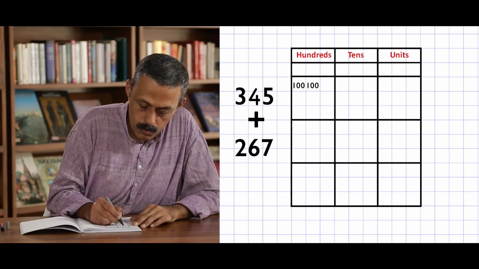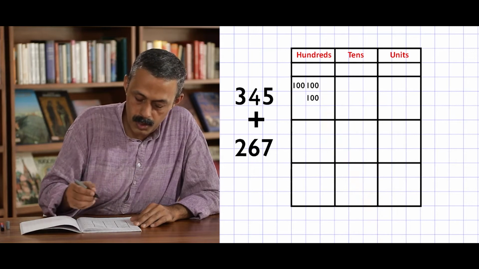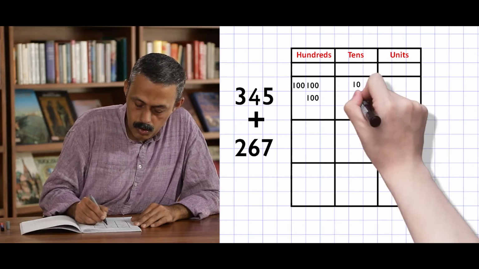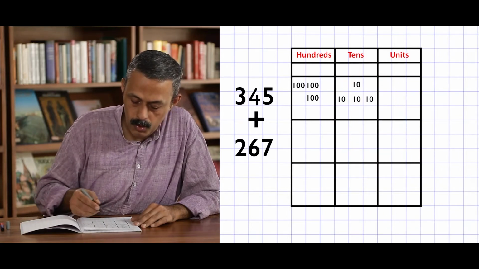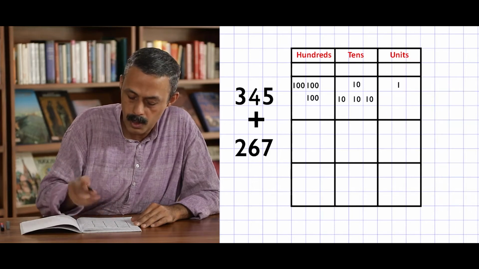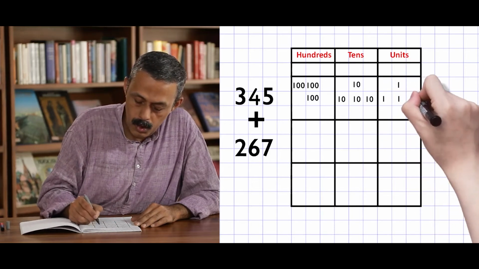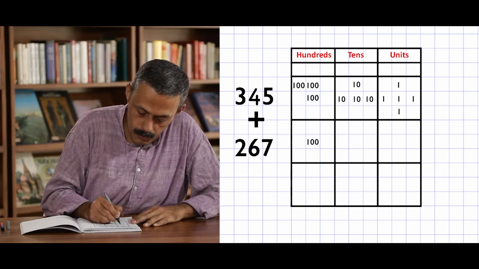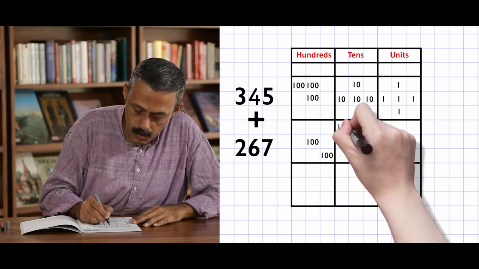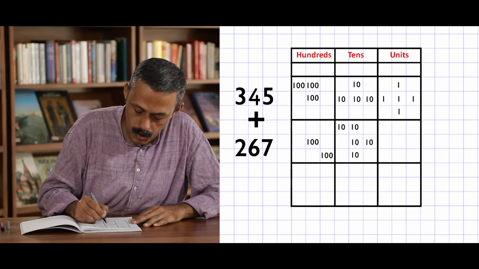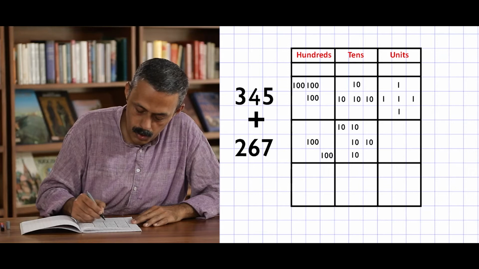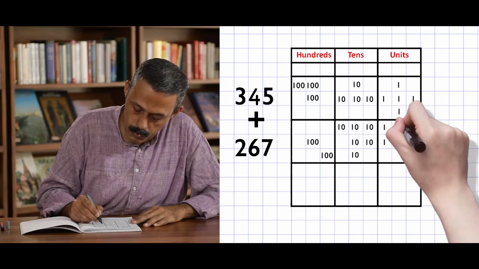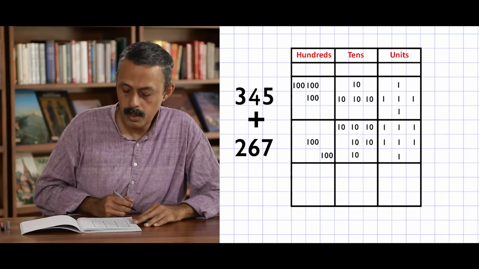100, 200s, 300s. Exactly like what we did in the concrete stage with 300 rupee notes. 4 notes of 10 we can write anywhere, and then the units, 5 units. So 267, 100, 200s. 1, 2, 3, 4, 5 and 6 tens. And then 7 units.